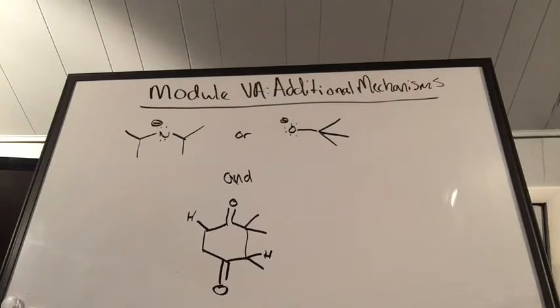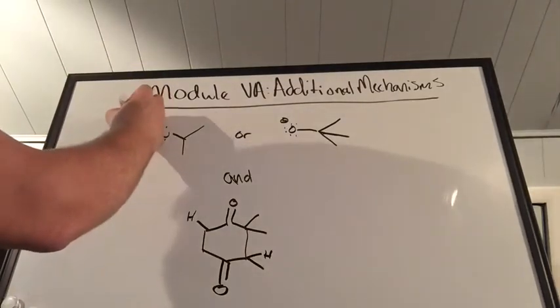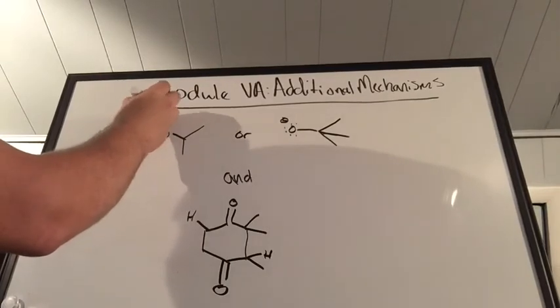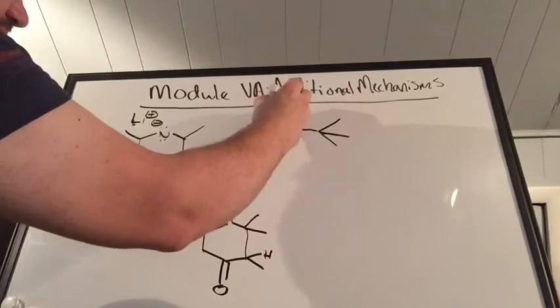Okay, so the next example I'm going to give you is a tale of two bases. Okay, so we have LDA, or lithium diisopropylamide. And then we have potassium tert-butoxide.